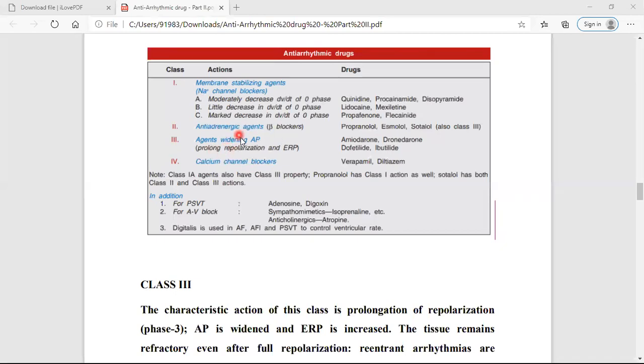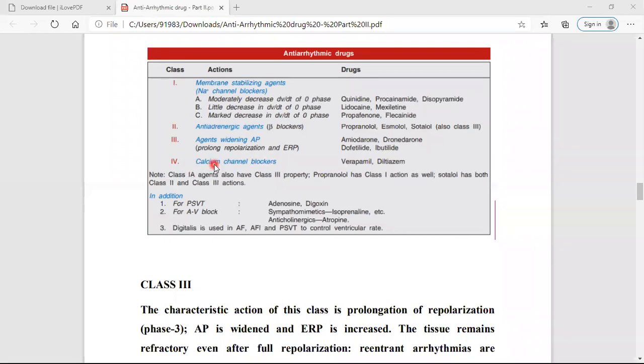Now this category of drug blocks the potassium channel, and the potassium channel causes the repolarization. So by blocking the potassium channel, it prolongs the repolarization, and it prolongs the effective refractory period. So it is called the agent widening action potential, which prolongs the repolarization and the effective refractory period. Examples are amiodarone, dronedarone, dofetilide, and ibutilide.